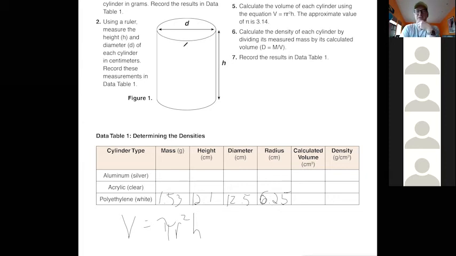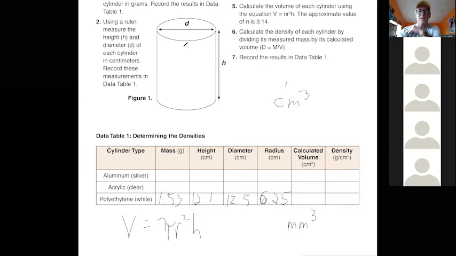So I've put my measurements in there, but there's a problem. Anyone identify what the problem is? You put it in millimeters instead of centimeters. That's right, exactly. Because if I went ahead and did this calculation, my volume would be in millimeters cubed. I don't want millimeters cubed, I want centimeters cubed.